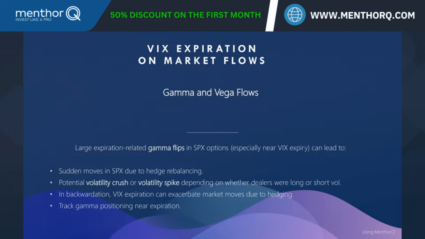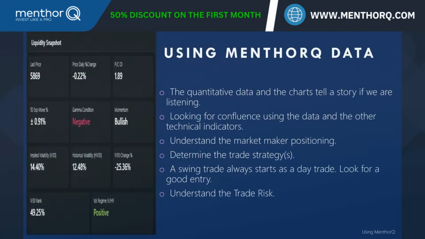So again, we could see sudden, strong moves using that in the SPX. So if we're looking for confluence using the data and other technical indicators, for today we'll just focus on the data and not necessarily the chart. All we really needed to look at from the chart point of view was to see whether VIX was in contango or backwardation. And so that's pretty much it for that.